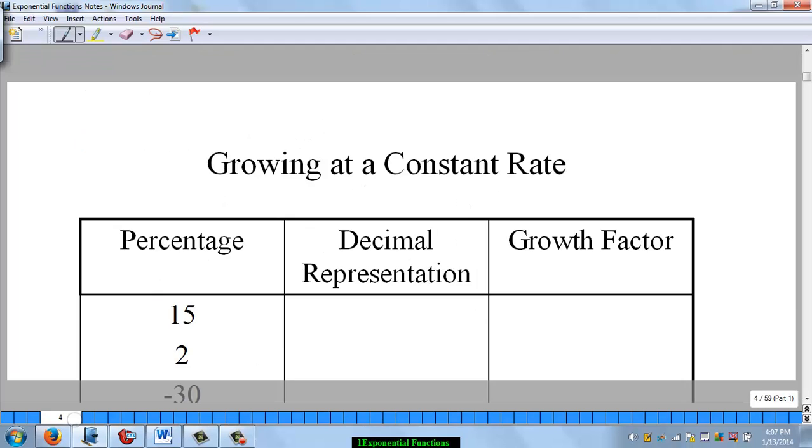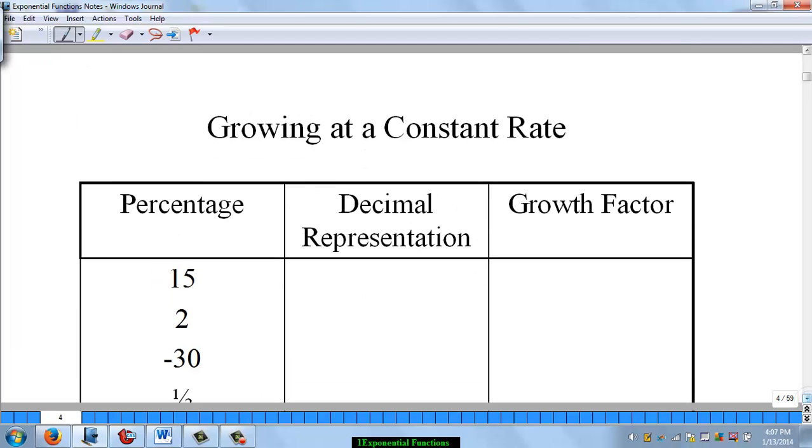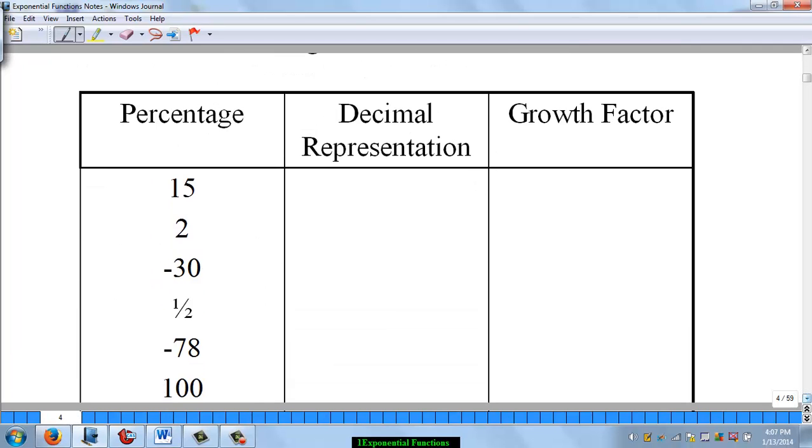So let's practice a little bit what growing at a constant rate means. So I made this table. This is all percentages already. So this is 15%, 2%, okay? The decimal representation is we have to take, for percents, and we have to divide by 100, or you move 2 decimal places to the left.